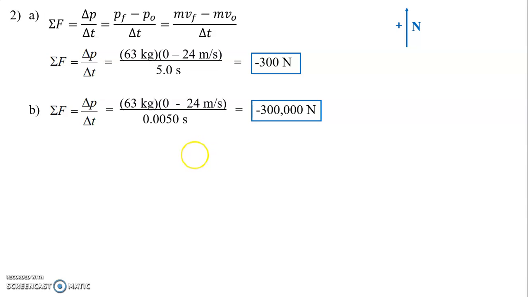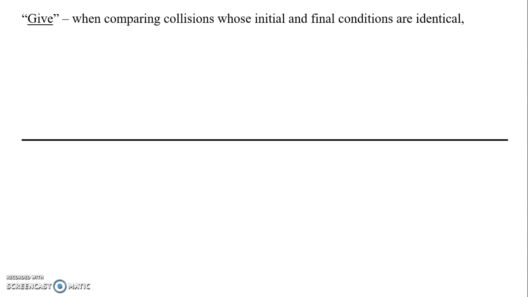So this is a situation that can be described by the term known as give. In physics, we use the term give when we're comparing collisions that have identical initial and final conditions. That's like this situation of stopping the car. No matter what, you're coming in at 24 meters per second, and no matter what, you're going to end up with a final speed of 0 meters per second. So in both situations, we have the same initial and final conditions. So when we compare these collisions, where initial and final conditions are identical, the one that extends the time, we say, has more give to it.